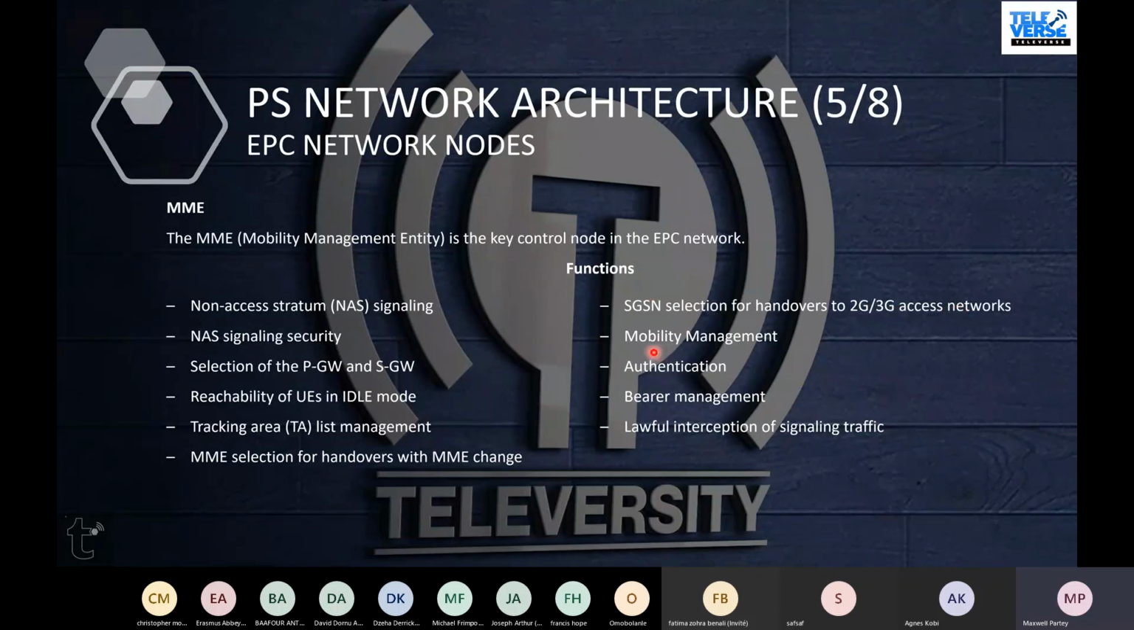Then mobility management, which we've talked about. So moving from one location to another location, the UE has to update the MME that, hey, I'm in this new location, kindly note my location. That is being handled. Authentication, bearer management, and then lawful interception of signaling traffic.